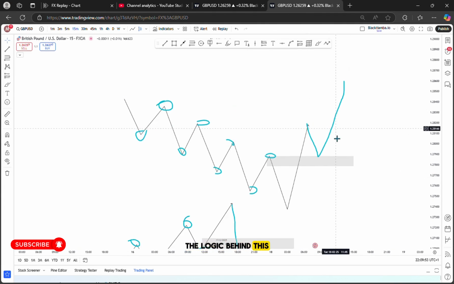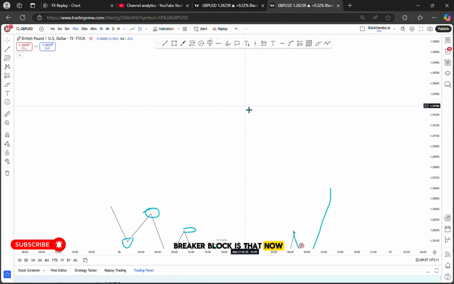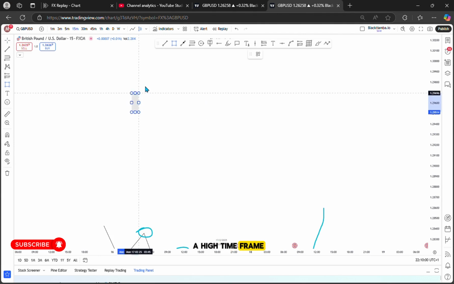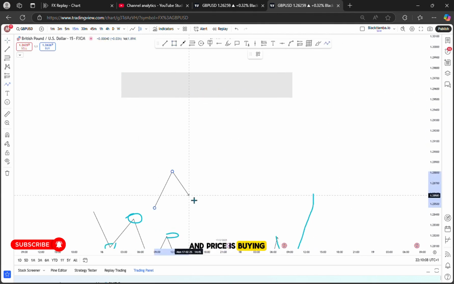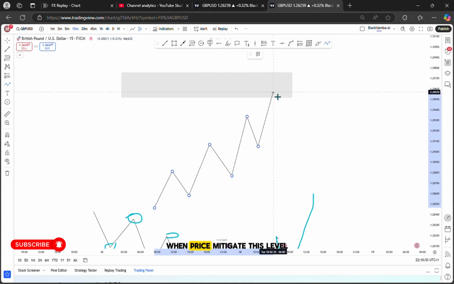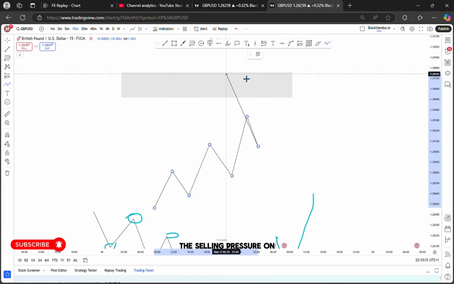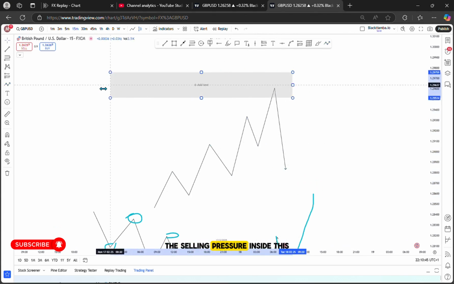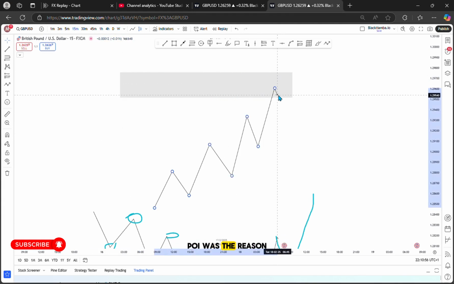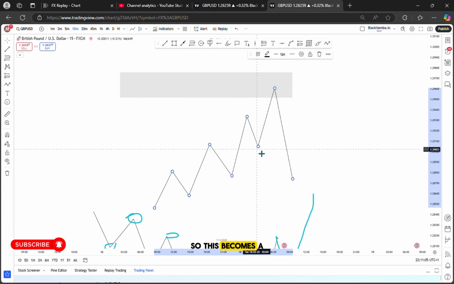The logic behind this breaker block is that, let's say you have a higher time frame point of interest and price is buying towards that level. When price mitigates this level, the selling pressure on this POI pushes price aggressively to the downside and price violates this demand. The selling pressure inside this POI was the reason why price pushed aggressively without reacting to this demand level. So this becomes the breaker block.